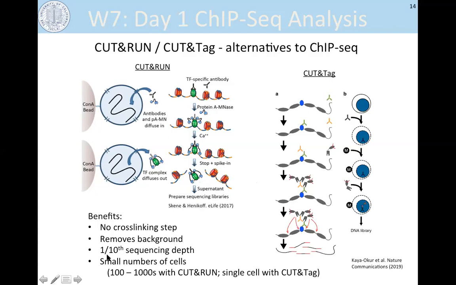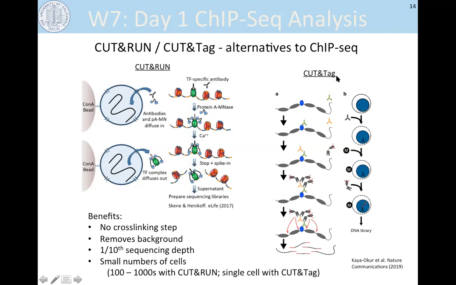And because of this, it's reported that you need about 1/10 of the sequencing depth that you would need for ChIP. And what I think the best aspect of this protocol against ChIP is it requires a very much smaller amount of cells, 100 for histones for CUT&RUN, to thousands for transcription factors. But more recently, this updated protocol, CUT&Tag, has been reported to be able to work with single cells. So this is essentially single cell ChIP.